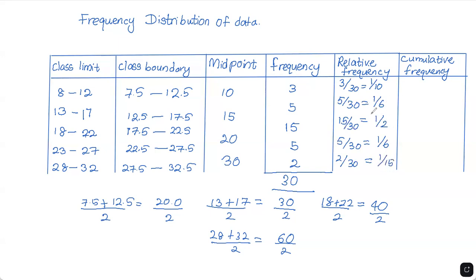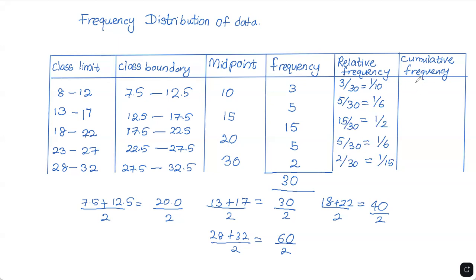So these are the relative frequencies. If you want, you can convert these relative frequencies into percentage by multiplying by 100. Okay, so you can get the percentage relative frequencies. And then let's look at the cumulative frequency. How do you calculate the cumulative? Cumulative means we are adding the frequencies.